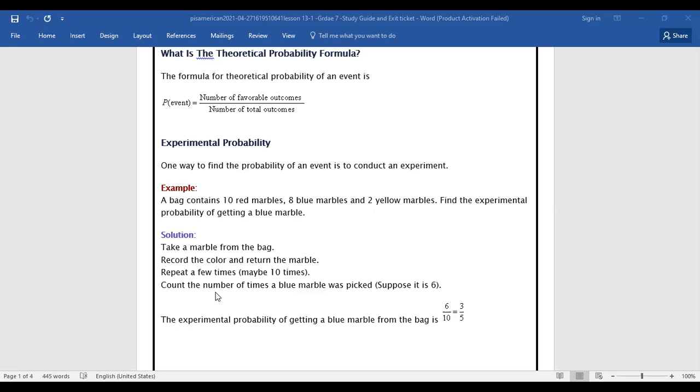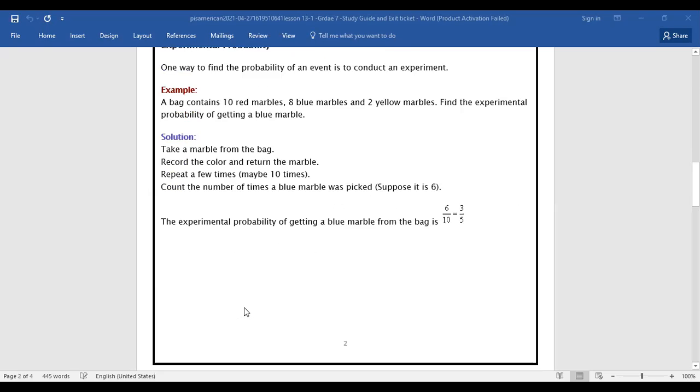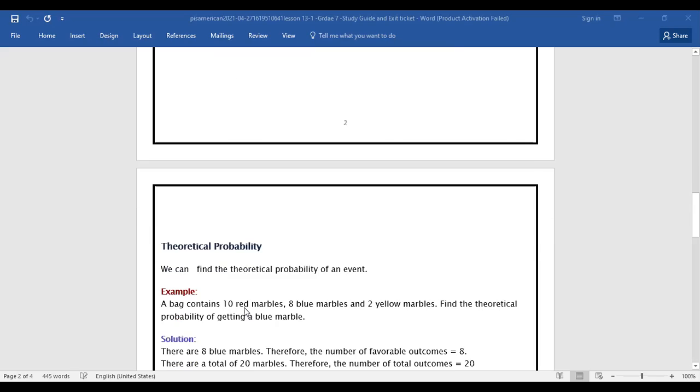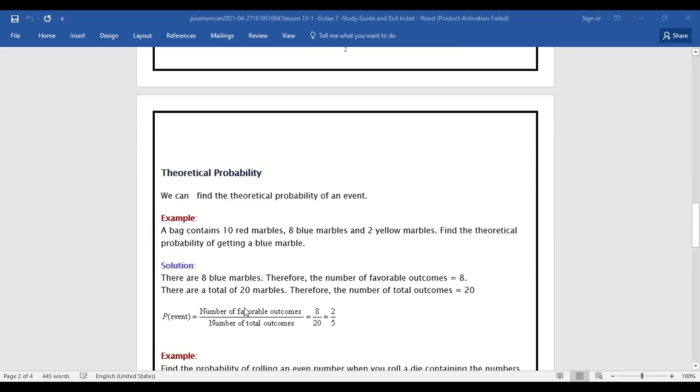Then count the number of times the blue marble was picked. Suppose it's 6. For example, you repeat the experiment 10 times and you picked a blue marble 6 times. So the experimental probability of getting a blue marble from the bag is 6 out of 10, and we have to write it in simplest form.